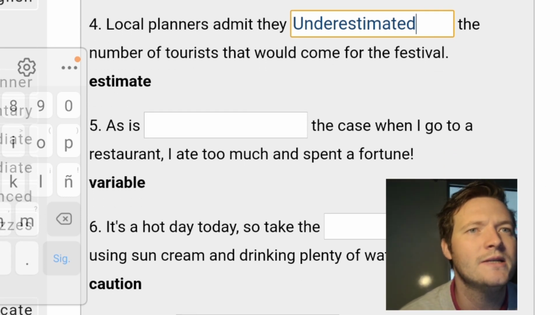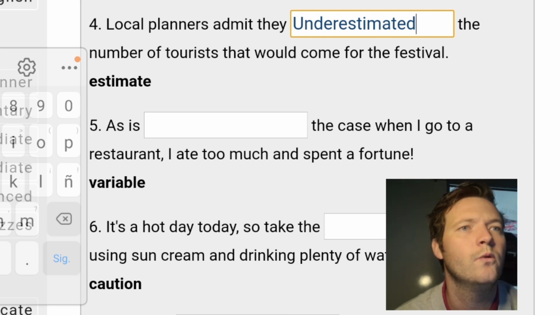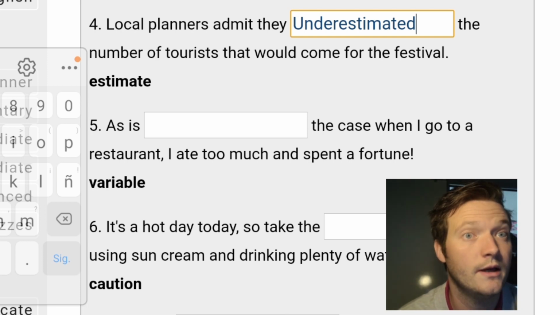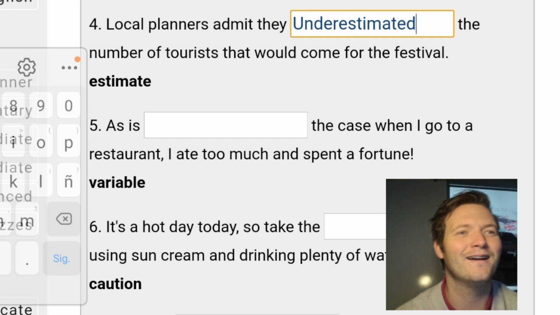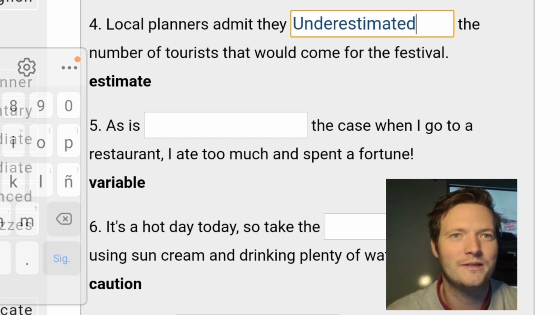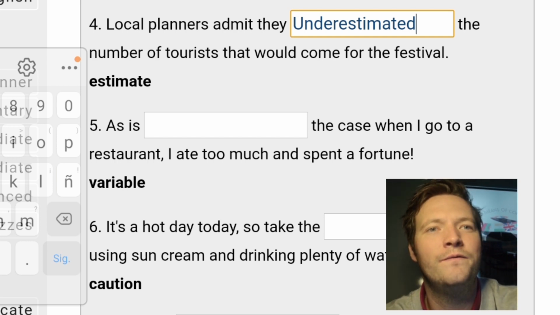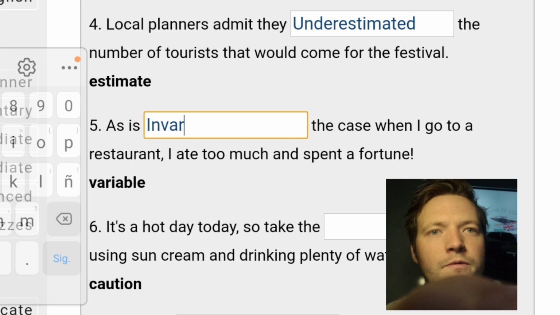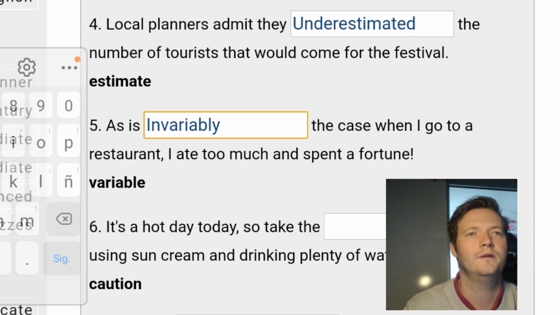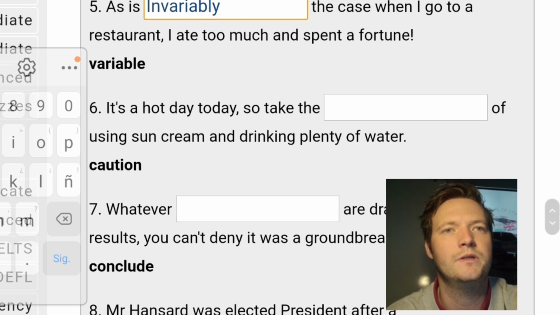Okay, number 5. As is the case when I go to a restaurant, I ate too much and spent a fortune. As is always the case. As is invariably the case. Invariably the case. Yeah, okay.